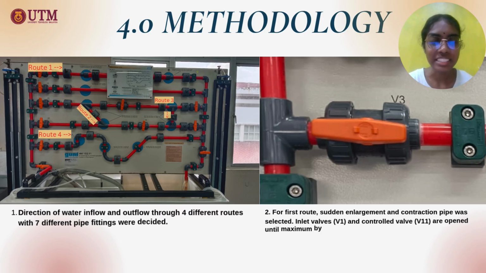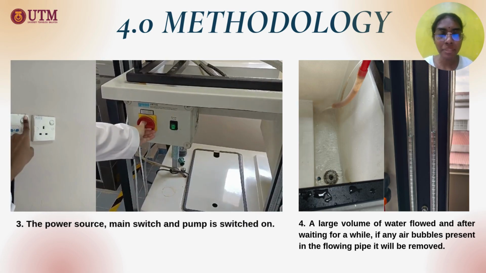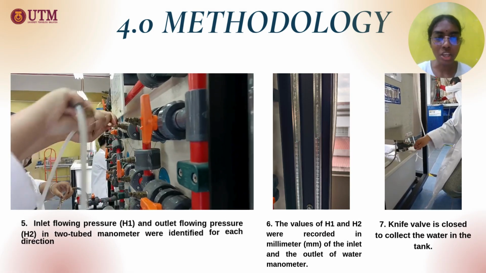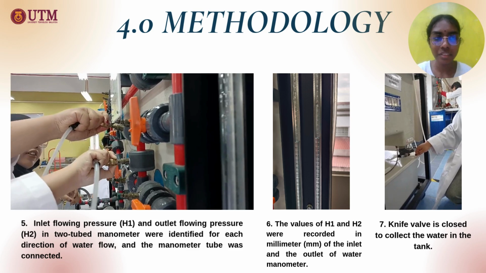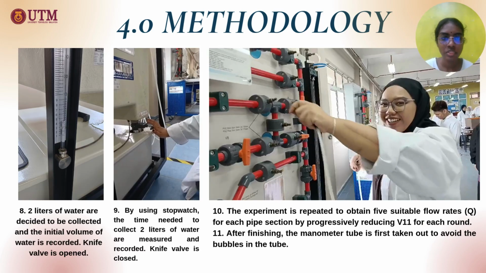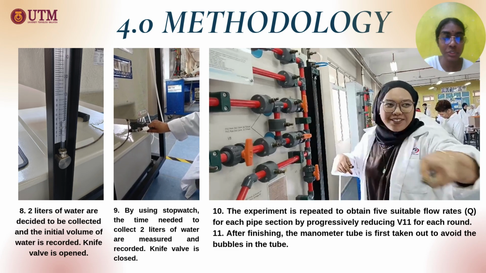Next, we start to conduct the experiment by opening valve 1 and valve 11 to the maximum. All the switches and pump are switched on, water will start to flow. All the 2 tube manometers are connected and their readings are recorded. Knife valve is closed to collect water. After collecting water, we open back the knife valve to measure the time needed to collect 2 liters of water.